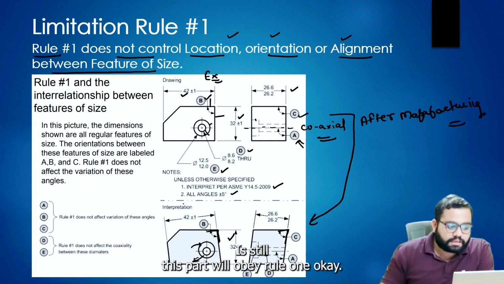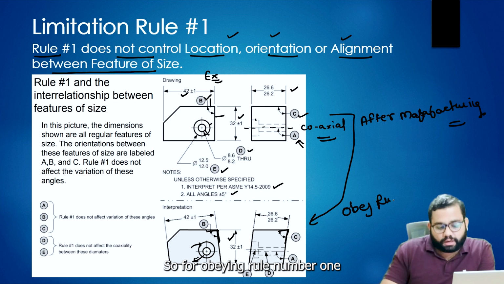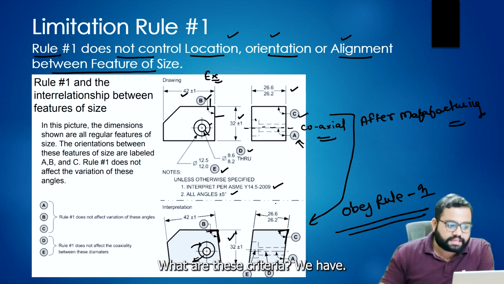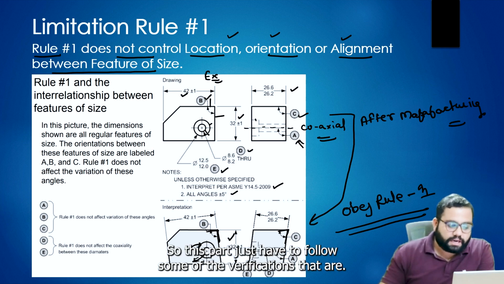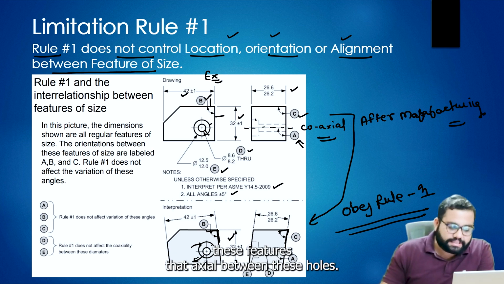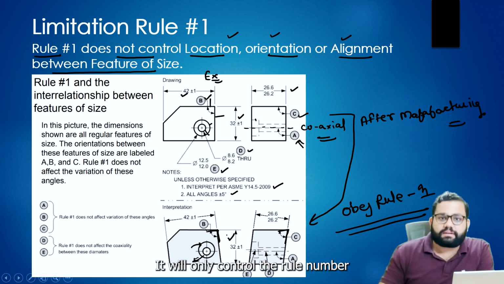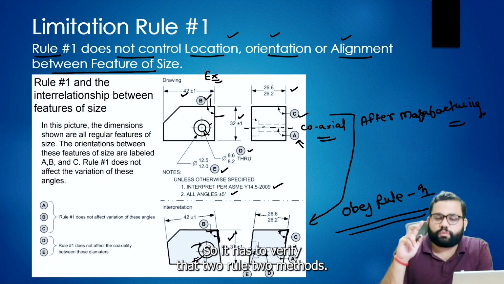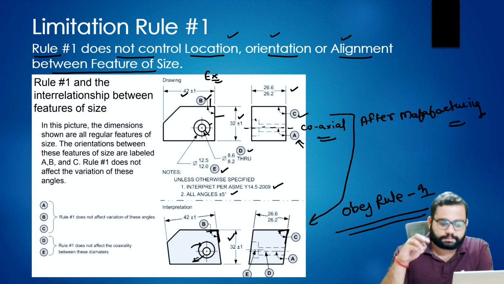Still, this part will obey rule 1. For obeying rule number 1 we have only some criteria. What are these criteria? We will verify this part with rule 1. This part just has to follow some verifications. It does not control the angle between these features or the coaxiality between these holes. It will only control rule number 1, so it has to be verified by two methods.